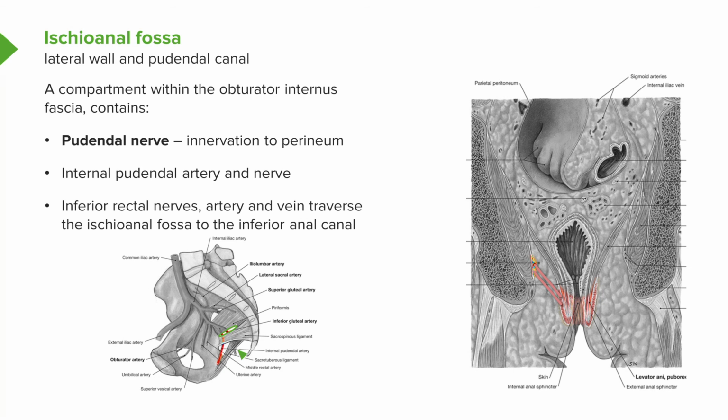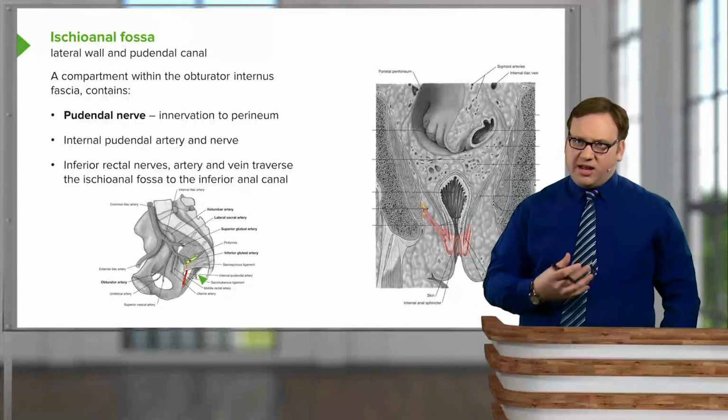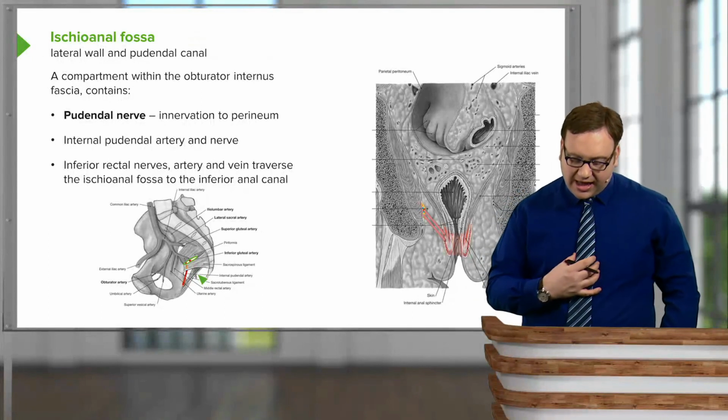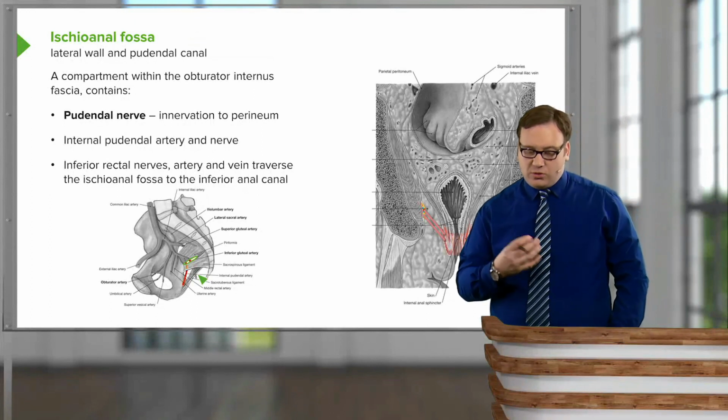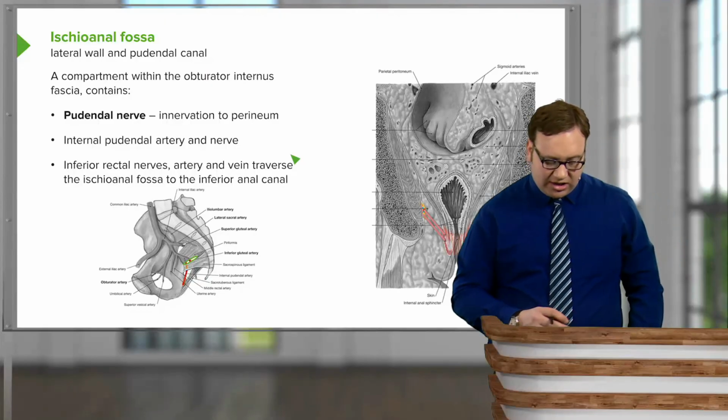Okay, in future slides, we'll carry on looking at the branching pattern of this internal pudendal artery. But really, that's all I want to say about the ischioanal fossa. It's a really important space. The fact that we have this fat-filled space lateral to the rectum allows for the feces to expand into this space during defecation.